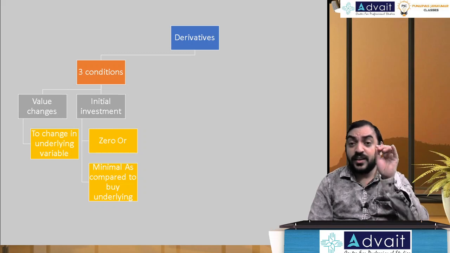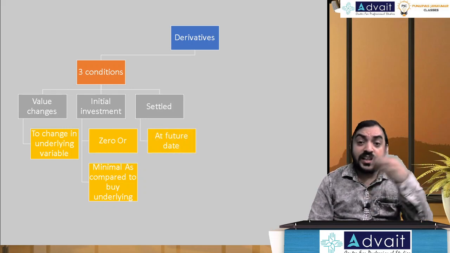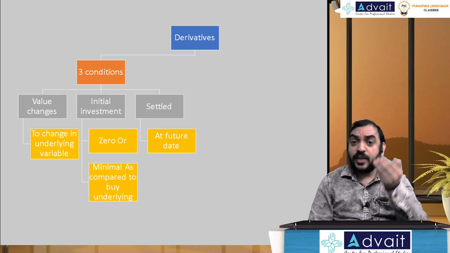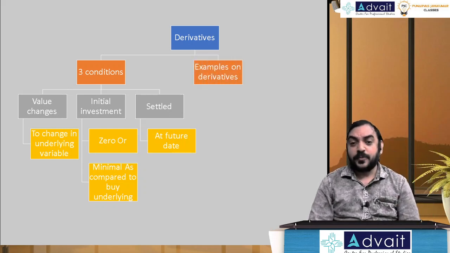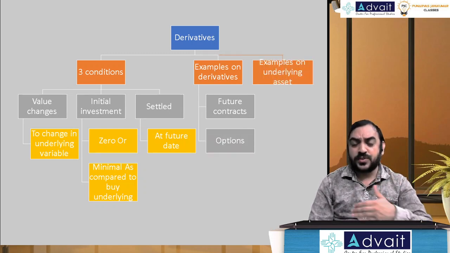Initial investment should be zero or minimal investment and settled at a later date. See, when I show you the gift coupon, then I'll be able to purchase the computer at a discount. I'll be able to show the gift coupon later. Settlement at a later date. Examples: future contracts, forward contracts, options, interest rate derivatives.